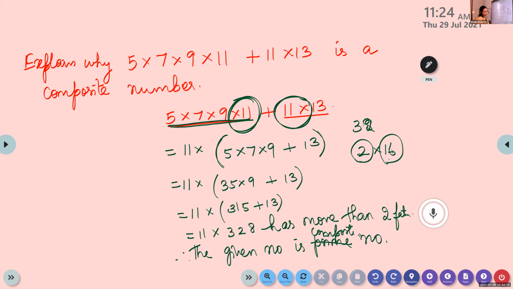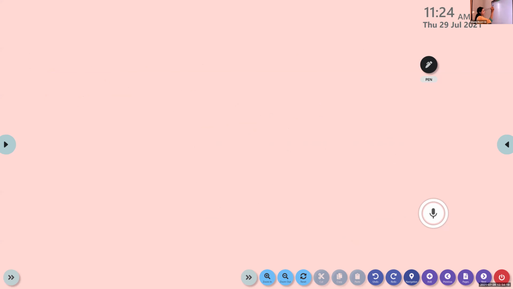Okay, now write the next one. Check whether 7 into 11 into 13 plus 13 is a composite number or not.